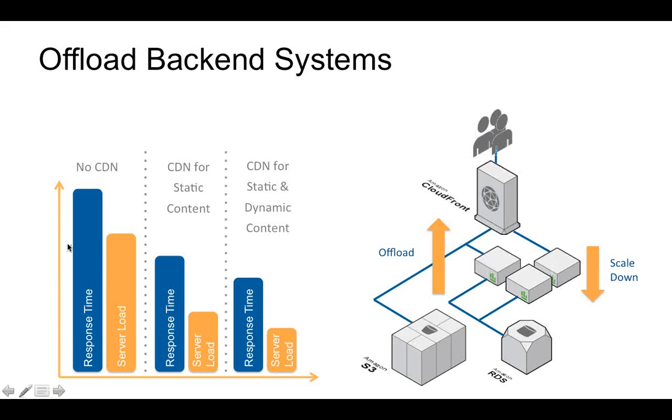So when you look at the graphs here, compared to not using a content delivery network, if you use a content delivery network like CloudFront for static content, you can reduce the response time, make it faster, and you can also reduce the server load, which means that you can scale down your system and save costs. To improve the system even better, you can use CDN not only for static, but also dynamic content.